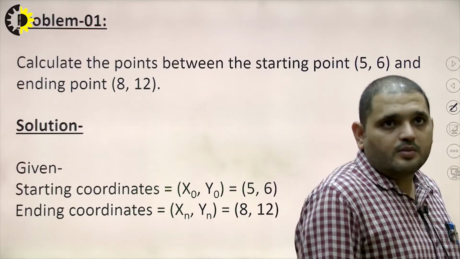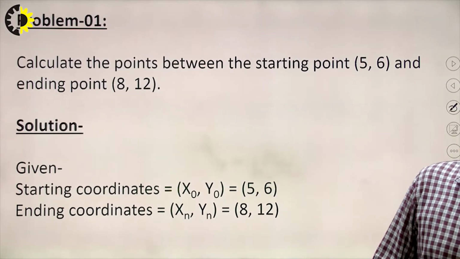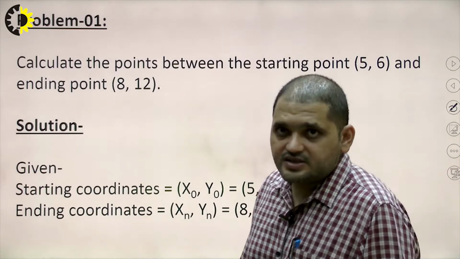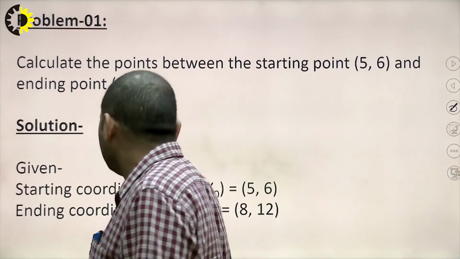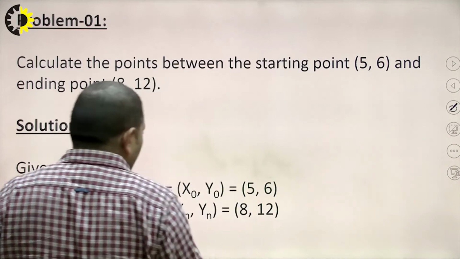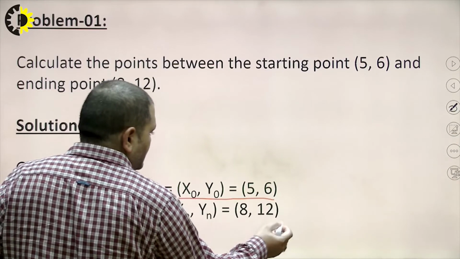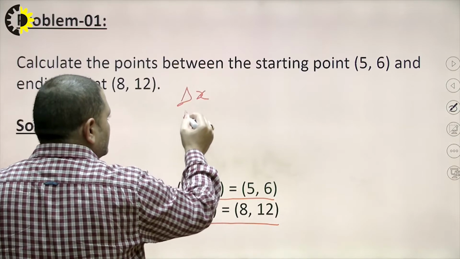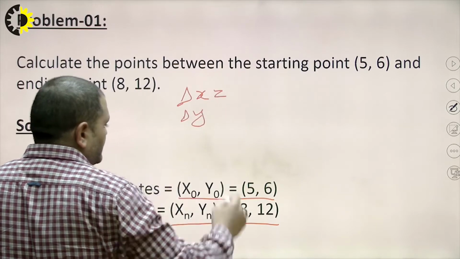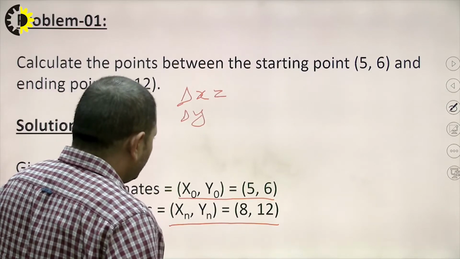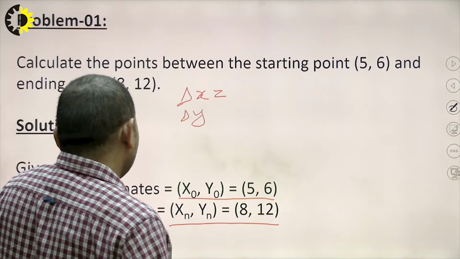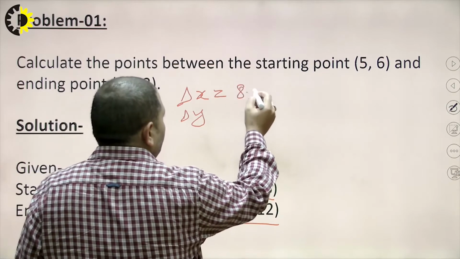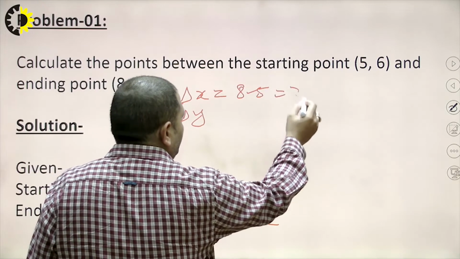So here is a problem. We have to calculate the points between the starting point 5, 6 and the ending point 8, 12. So here we can see x naught and y naught are given, so we can easily find del x and del y. From here we can see del x is what? 8 minus 5, that is 3.